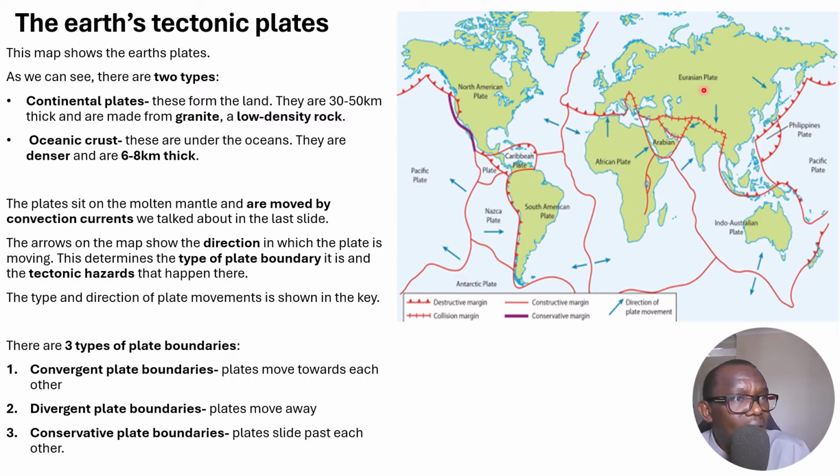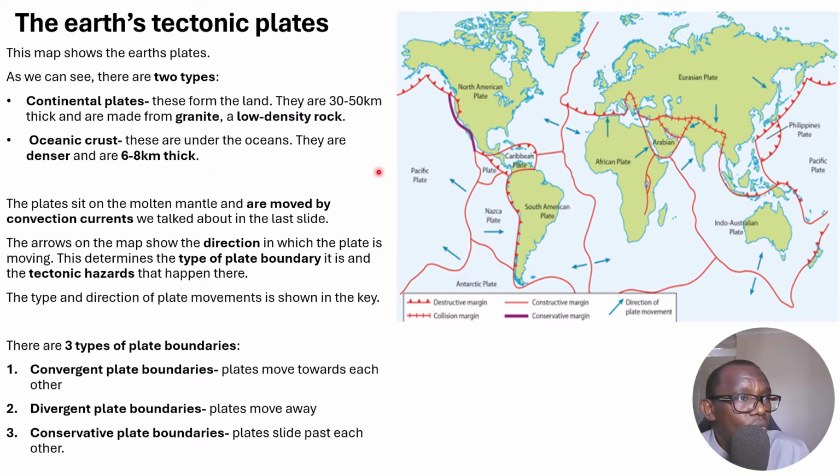These continental plates are a lot lighter compared to the oceanic crust. The oceanic crust obviously is forming under the oceans. So examples here would include the Pacific plate that you can see here, the Nazca plate and so on. And these are a lot denser than the continental plates and are 6 to 8 meters thick.